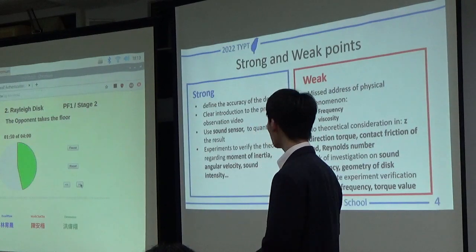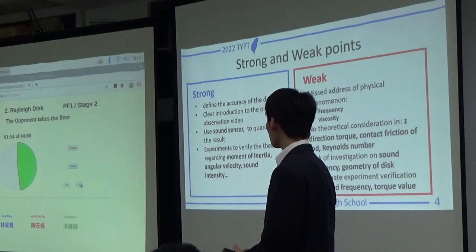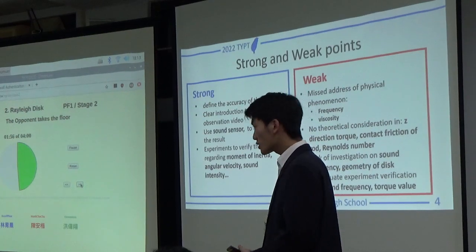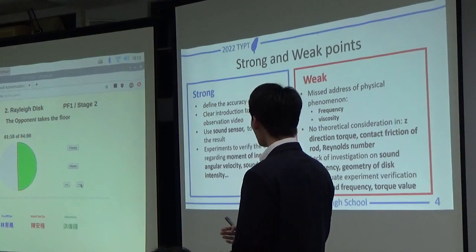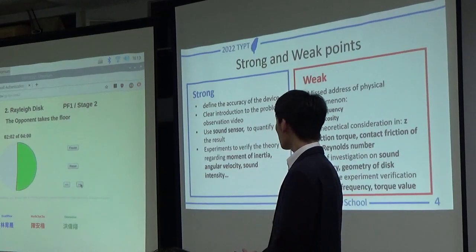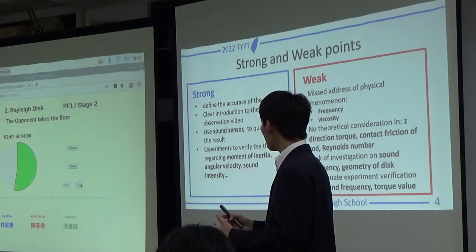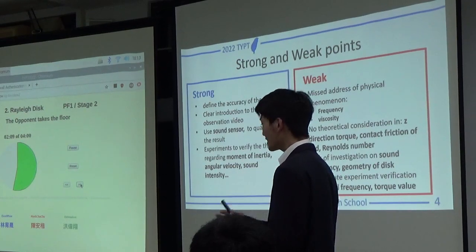So here are some strong and weak points. Firstly, I think the reporter did a great job at defining the accuracy of such a device, which is what the problem statement told us. And they gave a clear introduction to the problem, and they used a sound sensor to quantify the results. And they used experiments to verify the theory regarding moment of inertia, angular velocity, and sound intensity.